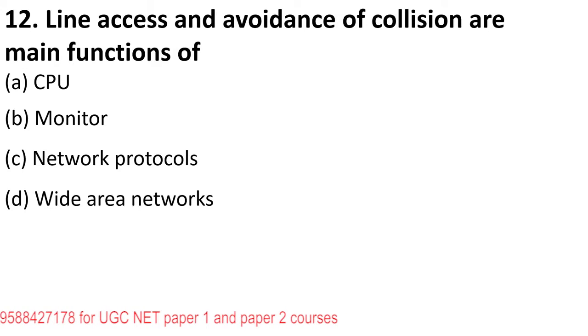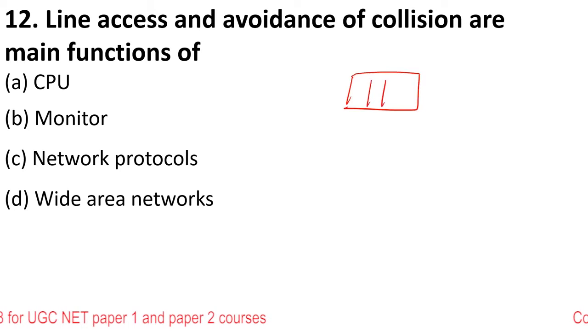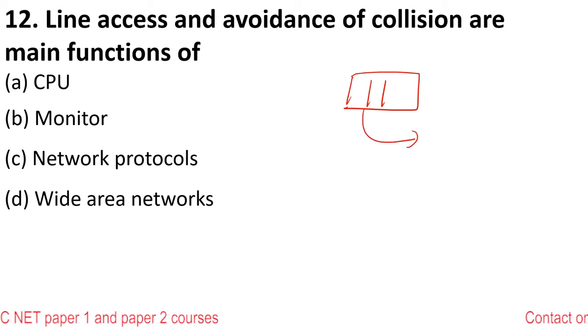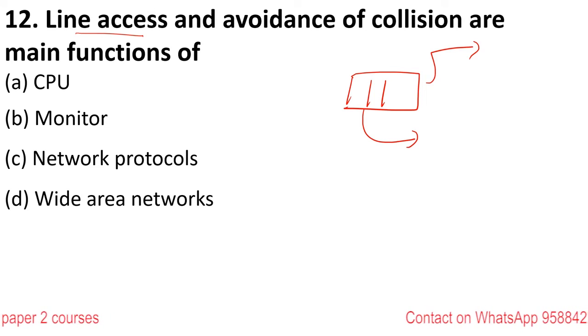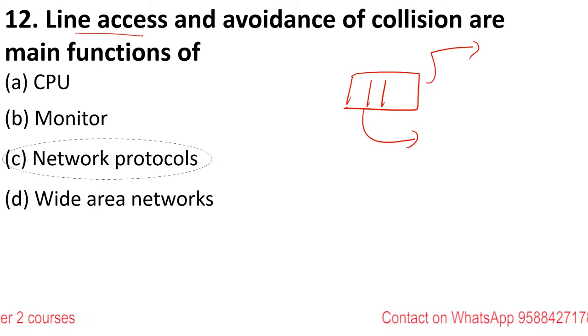Line access and avoidance of collisions are main functions of... You all know that if you want to send something from one computer to another, your data is broken into different parts, which are called packets. These packets are sent over the network through different routes. They don't go at once. So this line access, how the data will be sent, and avoidance of collision, so that packets don't collide or hit each other, is taken care of by network protocol. We have numerous network protocols like TCP, IP, UDP. All these are protocols that take care of these tasks, line access and avoidance of collision.